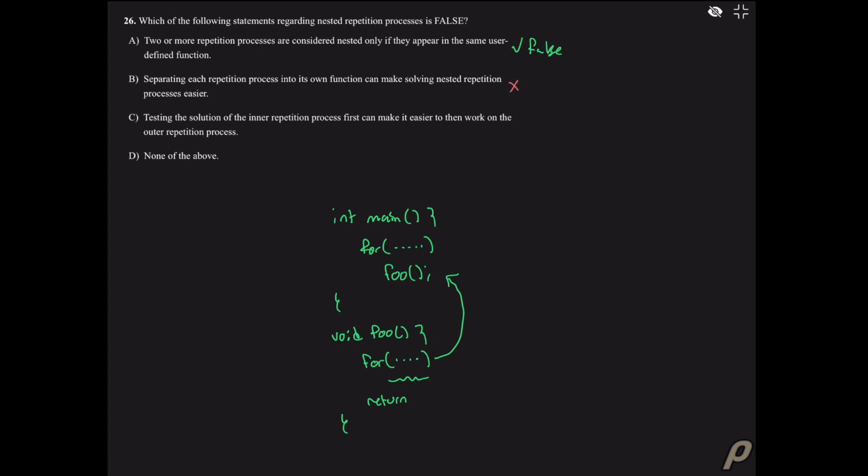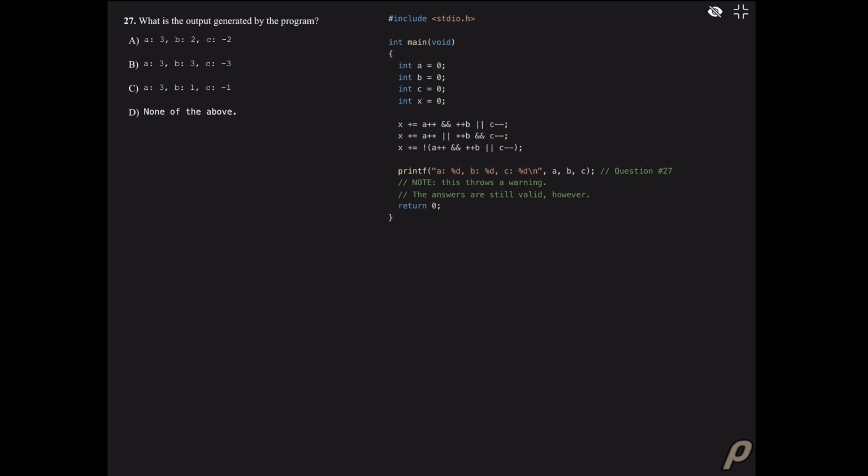And then C, testing the solution of the inner repetition process first can make it easier to work on the outer repetition process. This is also true. Usually you just want to work inside out with loops, as you want to start with the one that's getting incremented the most, and then you can see the bigger loop on how that one's incrementing through the list as a whole. It's much easier to work inside out than outside in with loops. And that's more something you just have to know, as opposed to a ton of intuition.